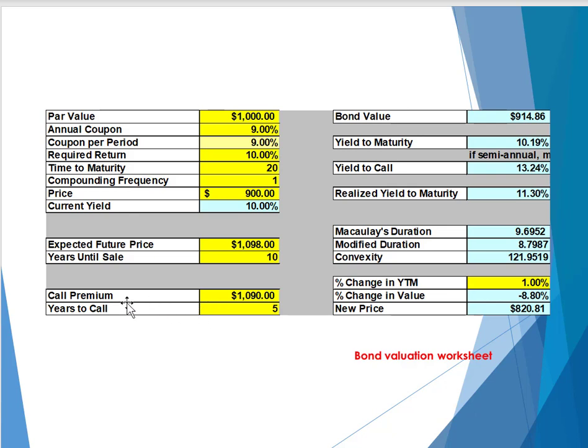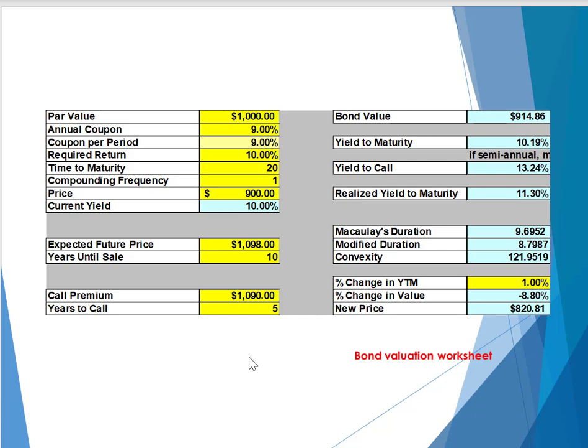First thing we're going to do, let's talk about the call premium. In 5 years, this bond can be called for $1,090. So how does that affect the return? Well, in 5 years, if they actually refinance their debt, I'm going to get $1,090. So my investment that I was hoping for 20 years is now only 5 years. What is that yield that I'm going to get on my money? The yield to call is 13.24%. So in this case, we would like them to call in 5 years if they could. That yield is greater than the yield I would get if I'd hold it for 10 years or for 20 years. So the yield to call here is 13.24%.